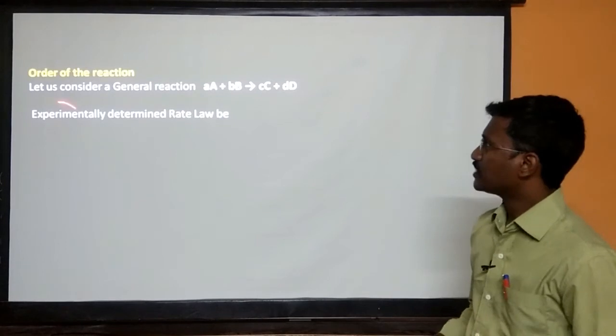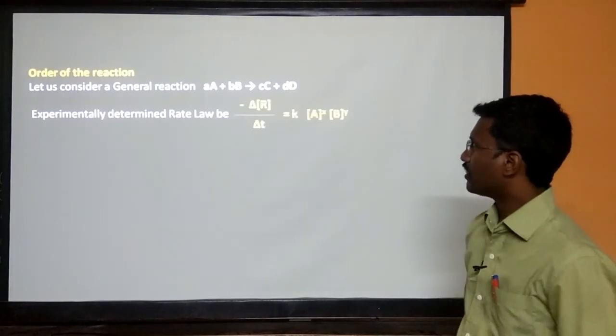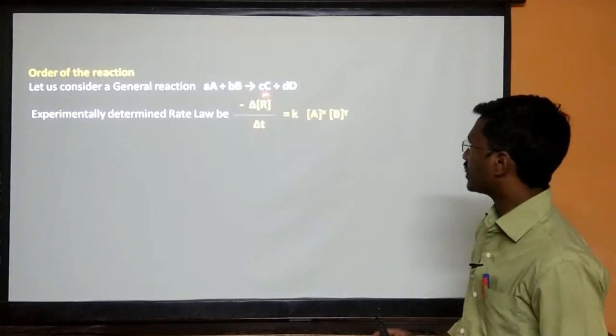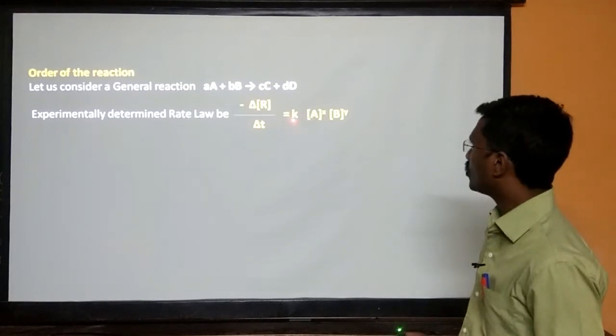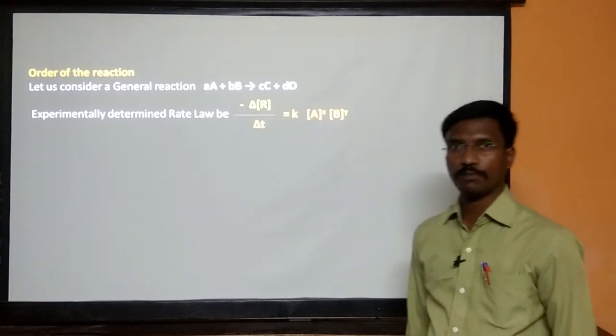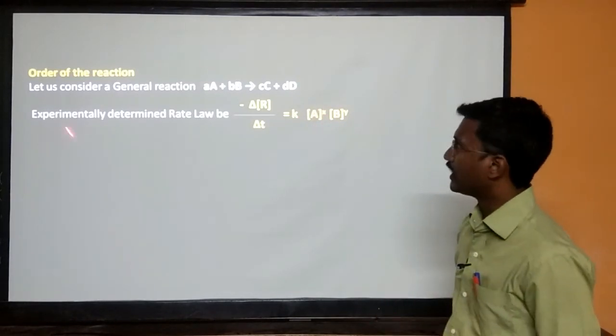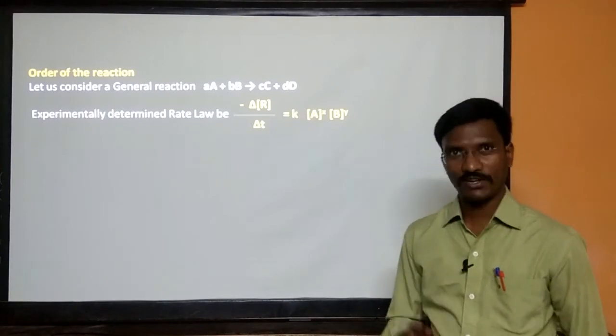So here the experimentally determined rate law for a general reaction is, as we discussed yesterday, rate is equal to K into the concentration of the reactant raised to the power X. These powers are calculated experimentally, not theoretically.